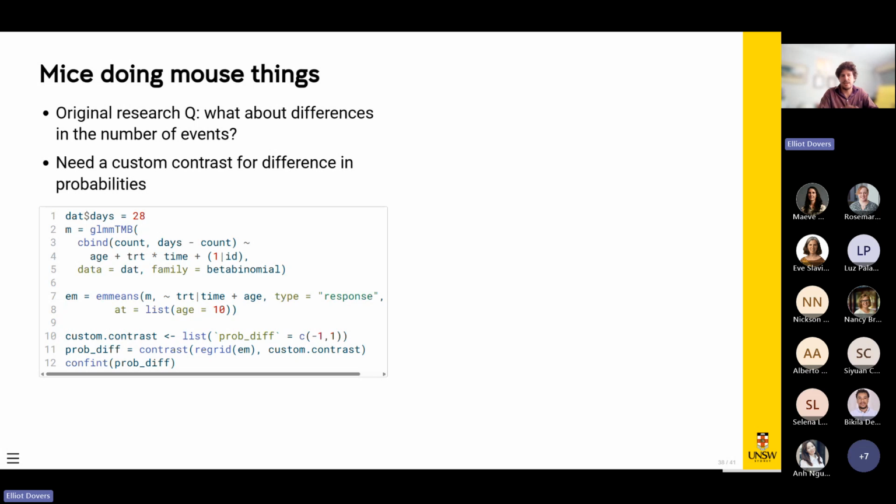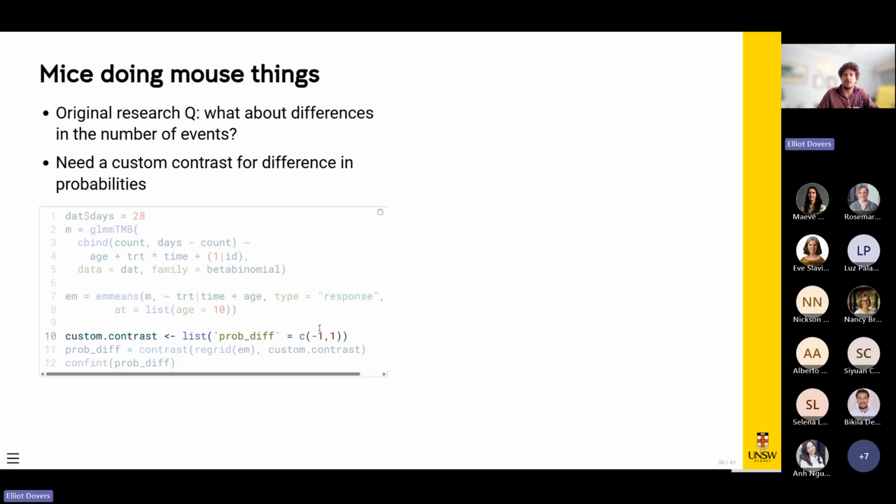And so we can do that by creating a custom contrast. This is just looking at probability differences. So here I'm just saying that this is going to be across my treatment groups. If you recall, I'm looking at treatment effects by the different time groups, conditional on age, which I've set to 10.